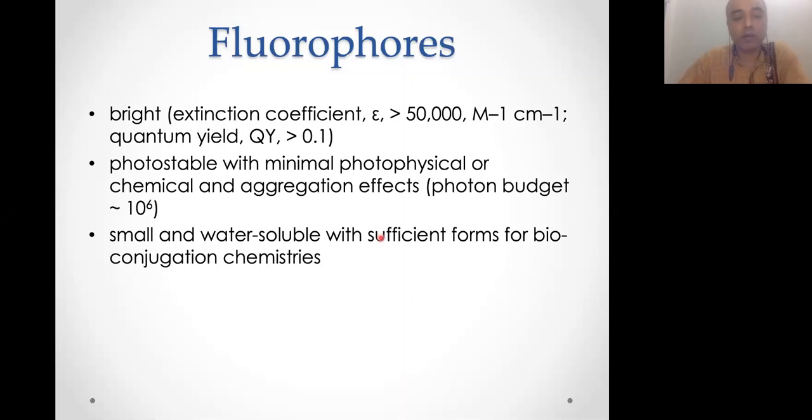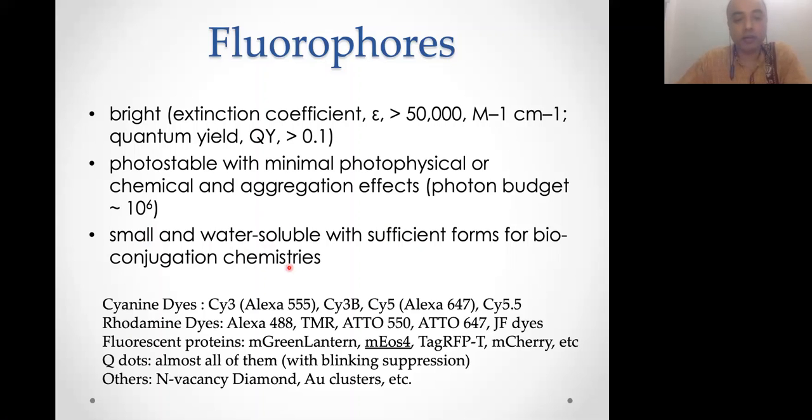The other thing that you want is, of course, if you're introducing it into a biological system, most likely a protein or a cell that you're trying to label, you want the dye to be small so that it doesn't perturb the protein or the DNA that you're trying to tag it to. You want it to be water soluble and to have sufficient ways of conjugating it to the molecule of your interest. So here's a list of some of the favorite dyes that people use around the world.